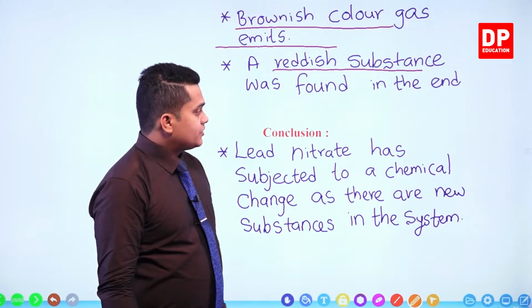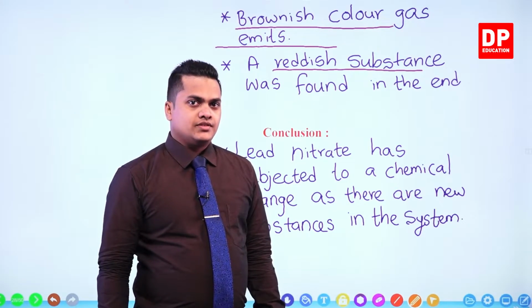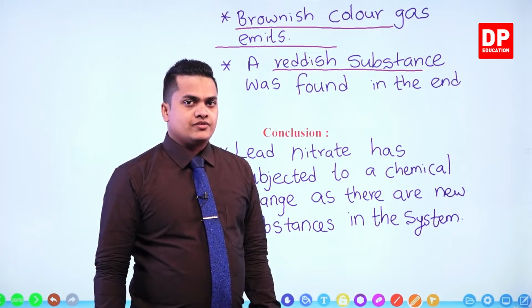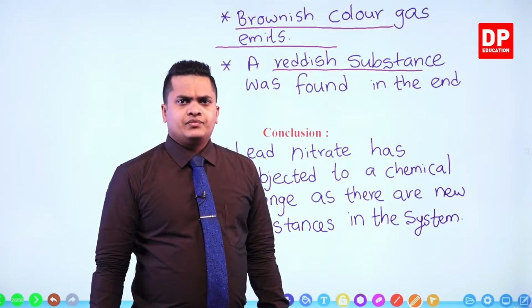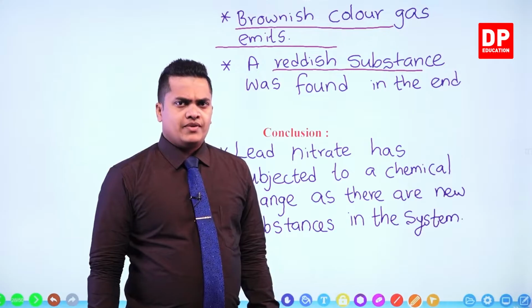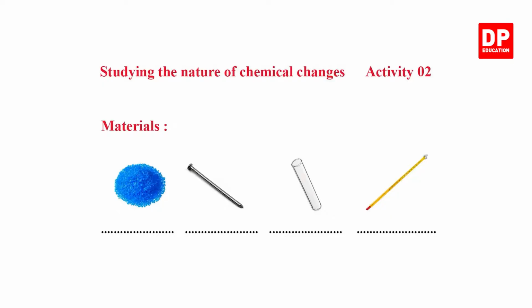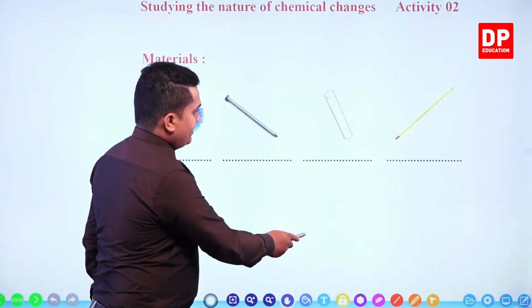Okay then, my dear children, this is the first experiment regarding chemical changes. Now let's move on with another activity, another type of activity to observe the nature of chemical changes, right? So the second activity to observe chemical changes. You are given these materials. Let's identify the materials given here.